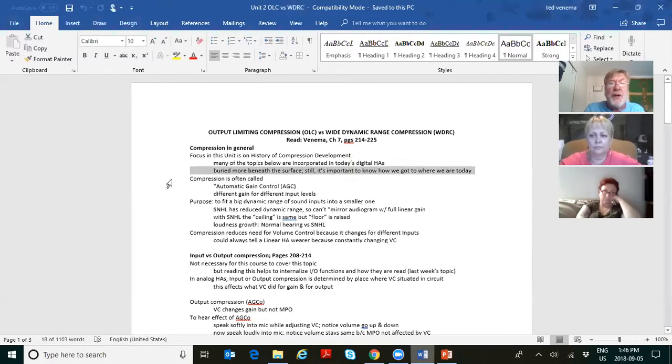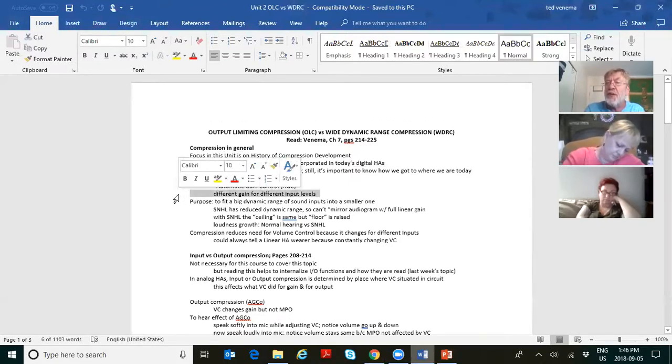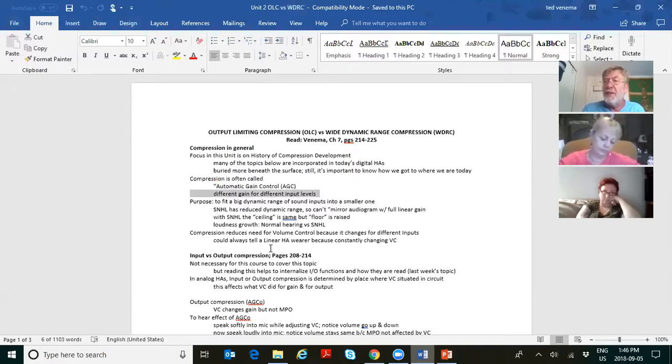But compression is often called automatic gain control, meaning different amounts of gain for different input levels. And that is why many of today's hearing aids don't have volume controls. You don't need them as much. The hearing aid is going to give you more than half gain for soft sounds, around half gain for average speech inputs, and less than half gain for loud inputs. Unlike the linear hearing aid wearer, who's constantly adjusting his or her volume control, because the hearing aid is giving the same gain for all inputs until it peak clips.